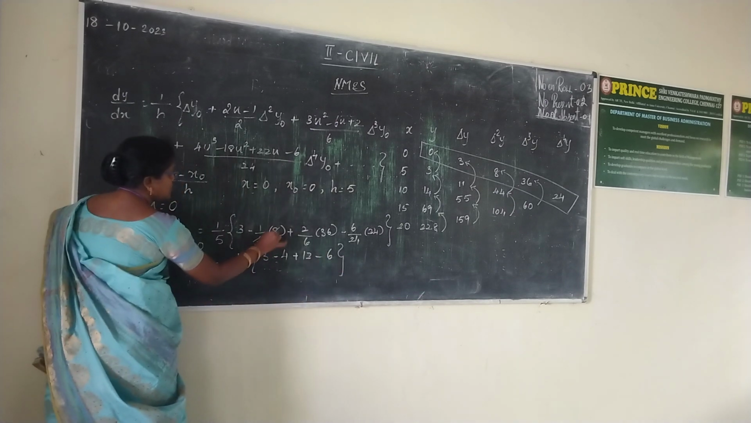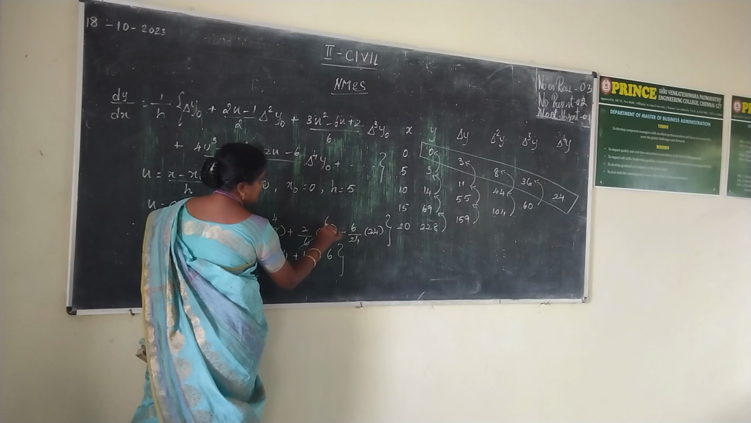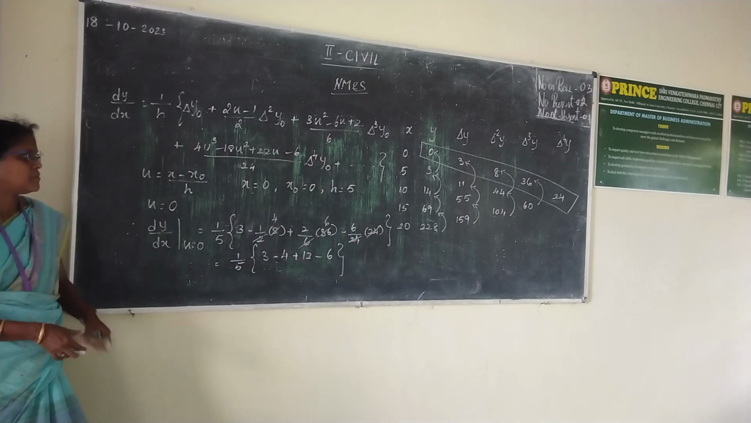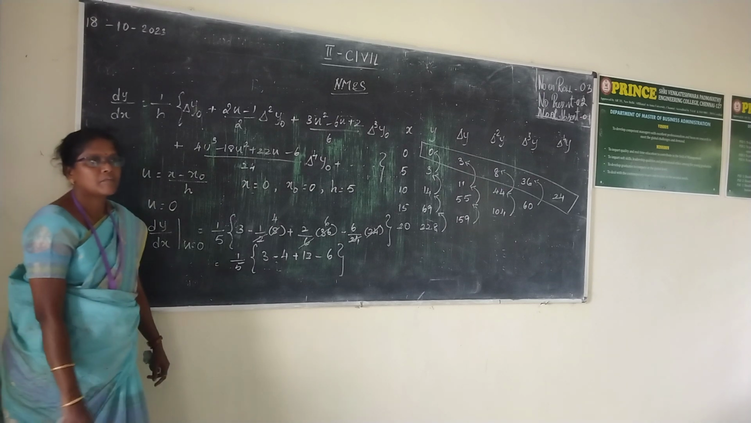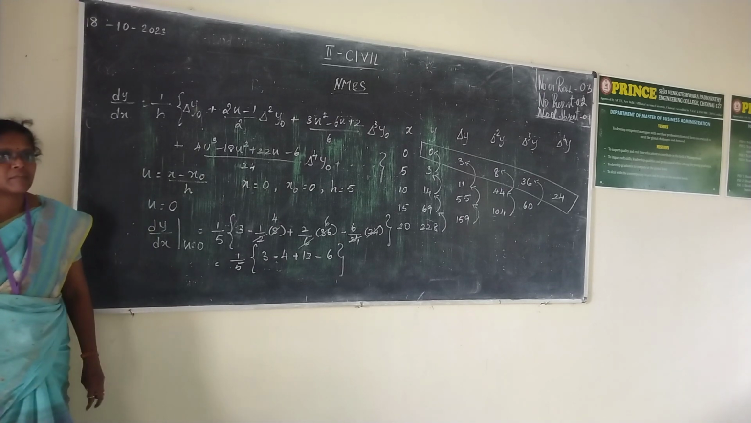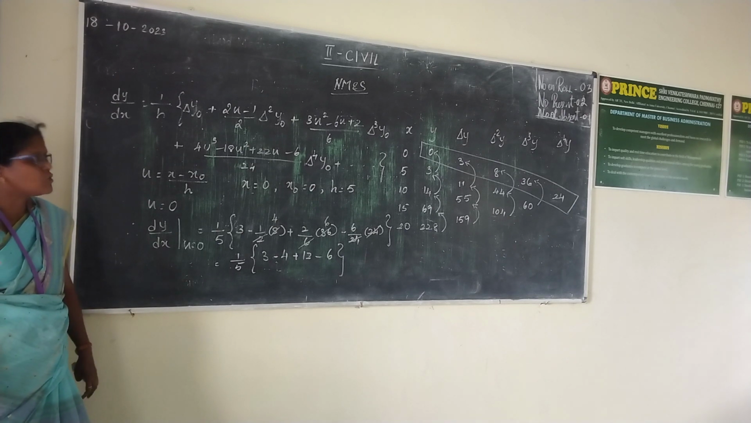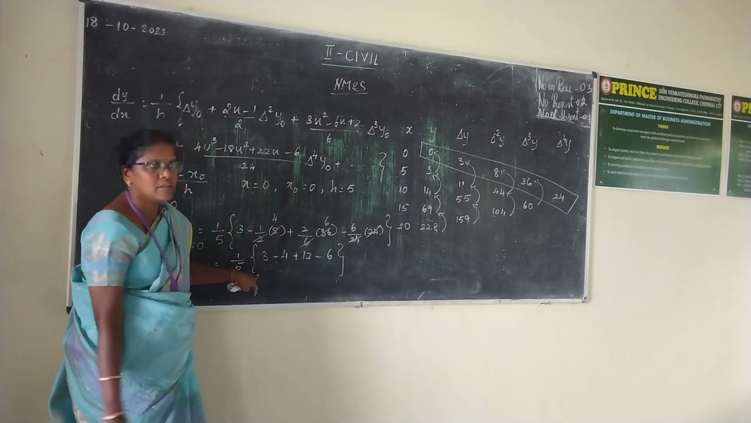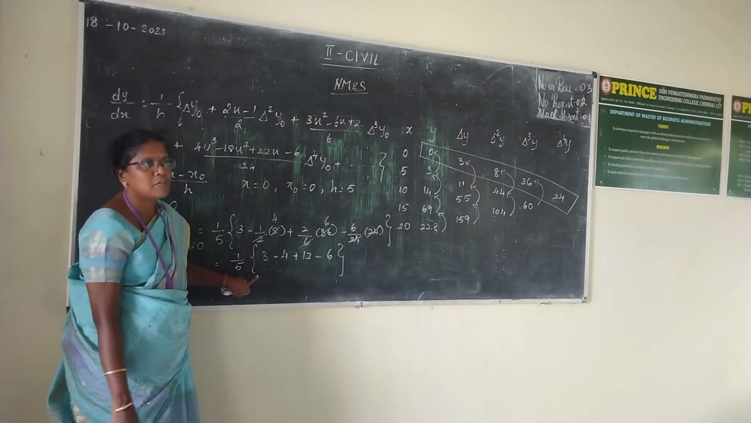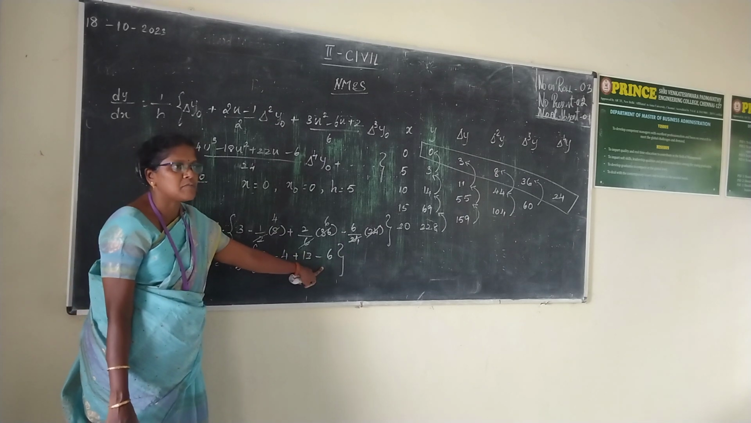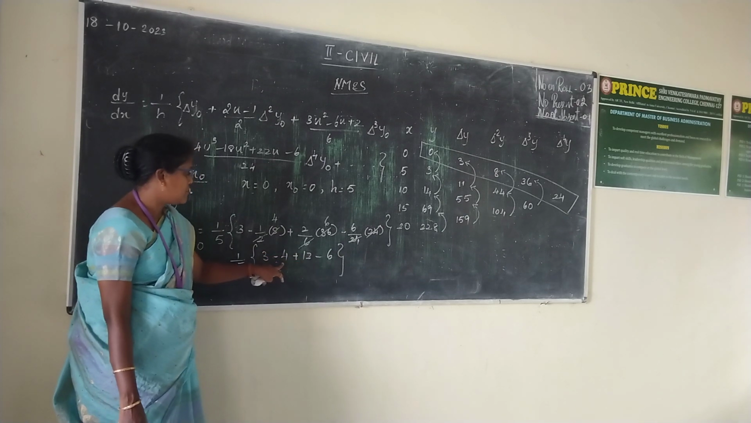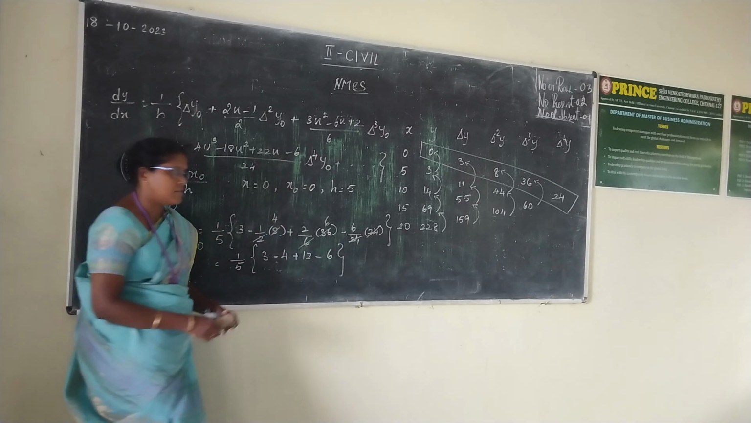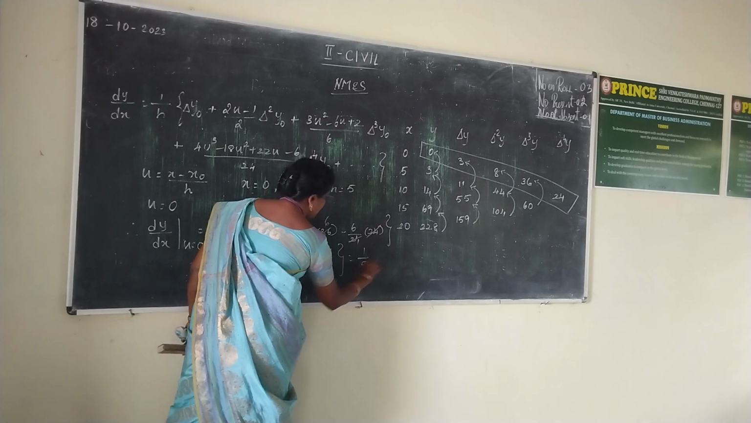See here it will cancel, 2 and 8 will be 4 times now. 6 and 36, 24 and 24 cancel. Why not so much deviation? See this one, I have written this after cancelling. What is 12 plus 3? 15. Minus 4 minus 6 gives 10. So 15 minus 10 will give you 5. So you will get 1 by 5 into 5.